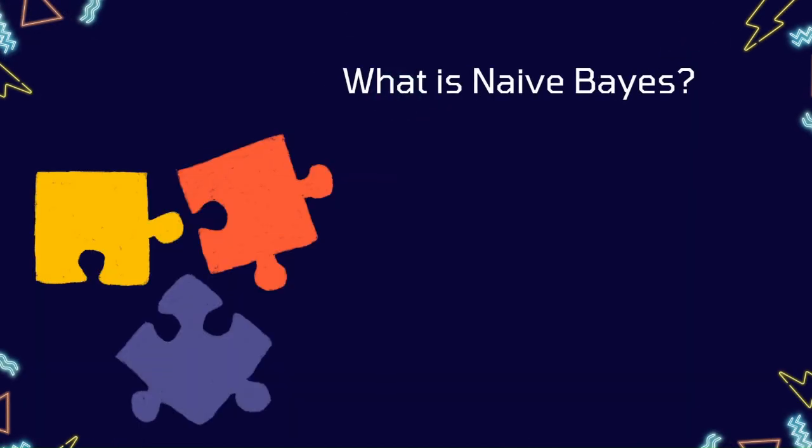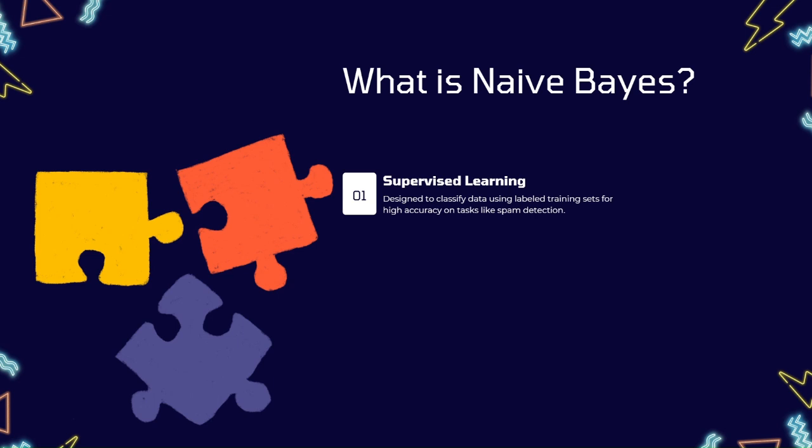What exactly is Naive Bayes? As we know, Naive Bayes is a supervised learning algorithm. That means the model learns from labeled training data. For example, we give the algorithm many emails labeled as spam or not spam. It uses those labels to learn patterns and then make predictions on new unseen emails.